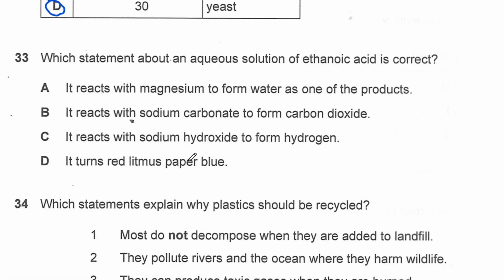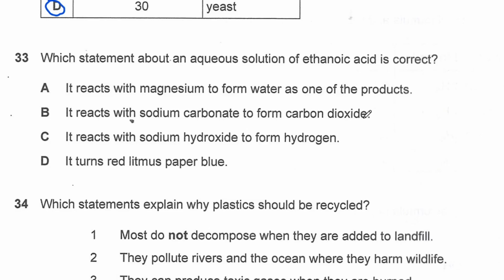Question 33. Which statement about an aqueous solution of ethanoic acid is correct? It reacts with magnesium to form water as one of the products. That is wrong. Ethanoic acid is an acid. Magnesium is a metal. Metal plus acid is not going to give us water, but rather hydrogen gas as one of the products. Salt and hydrogen gas actually. So the answer is wrong. Option B, it reacts with sodium carbonate to form carbon dioxide.